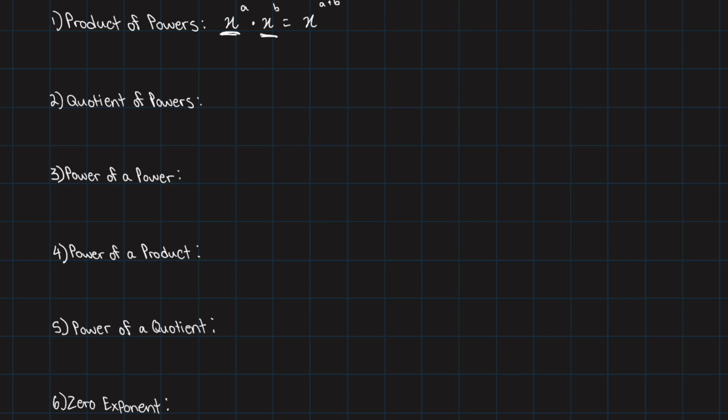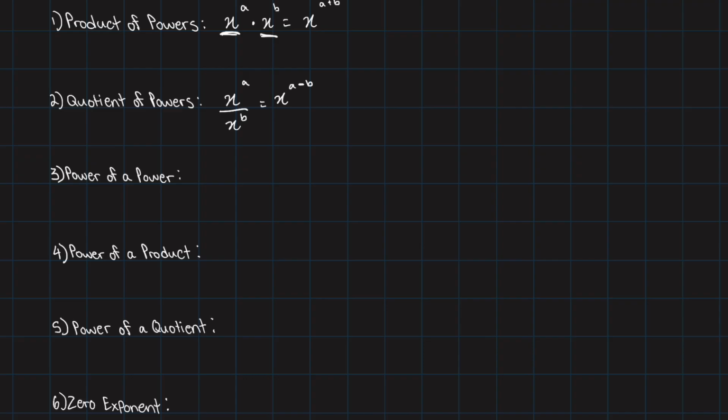Alright, now if we have quotient of powers, which is when powers are divided, they subtract. So if we have x to the power of a divided by x to the power of b, this will end up being x to the power of a minus b. So if a was 3 and b was 1, then it would be x to the power of 3 minus 1, which would be x squared. But again, this is only if bases are the same.